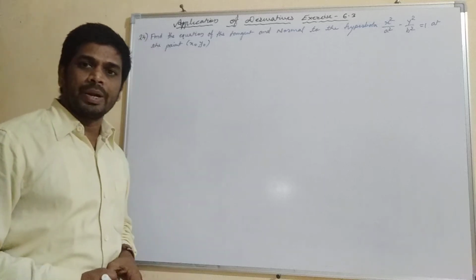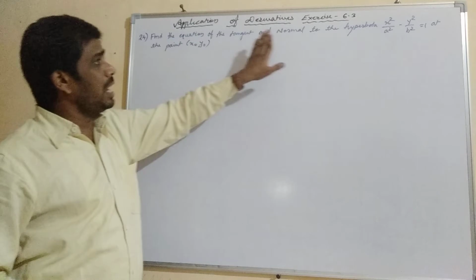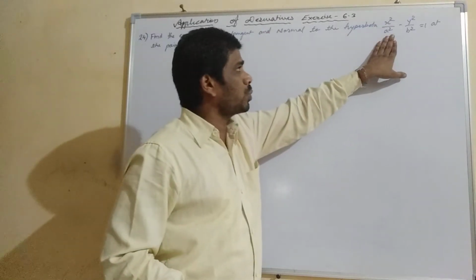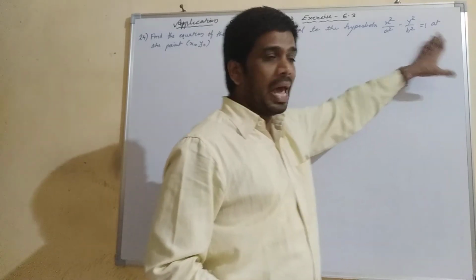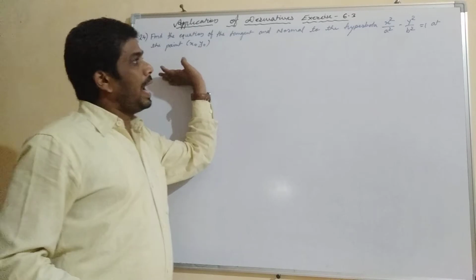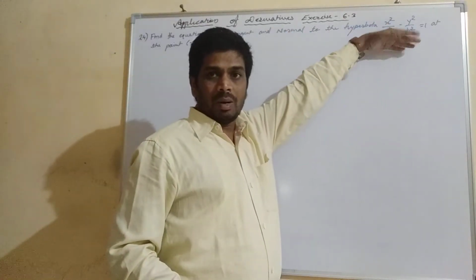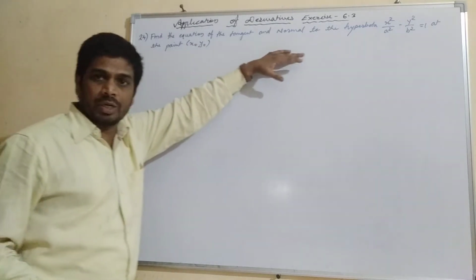Let's see question number 24 of exercise 6.3. Find the equation of a tangent and normal to the hyperbola x squared upon a squared minus y squared upon b squared equal to 1 at the given point. Which means the point is also given and the equation of the curve is also given, and we have to find both the equations.